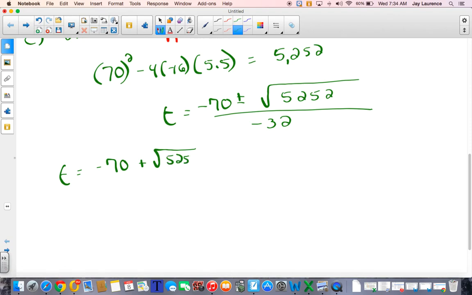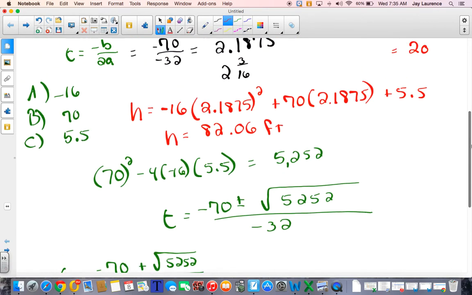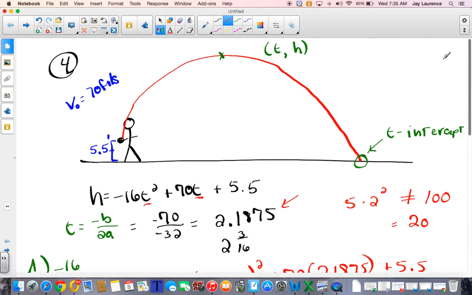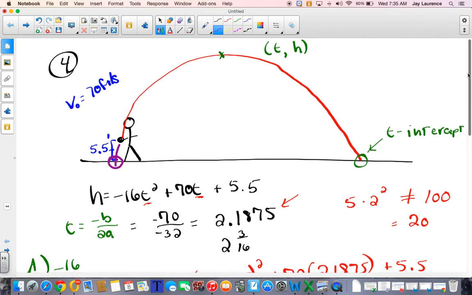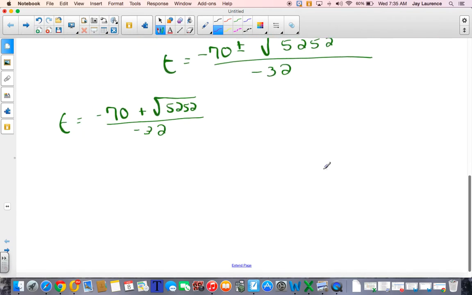And I'm going to let you verify what I'm about to say. I'm not actually going to do it. This one will yield a negative time, in other words, backwards in time. Looking at our picture, this one is going to get this part of the parabola here, that t-intercept. But that's actually backwards in time because it's to the left of where the ball is starting. So I don't care about that because that doesn't make sense in our problem.